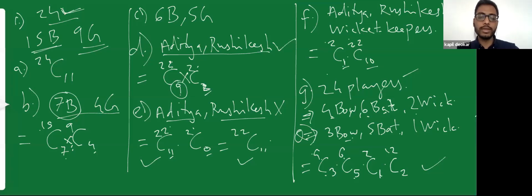So the total number of players in your team now is 5 plus 3 is 8, plus 1 is 9. You want a team of 11. So you need 2 more players. So you are going to select 2 more players from how many remaining options you have. So 4 plus 6 is 10, and 2 you have already considered. So there are 24 people overall. So the remaining 12 options are there. That can be done in 12C2 ways.